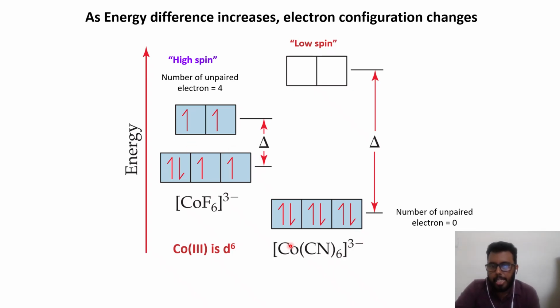Whereas in the case of CoCN6 3-, look at the gap, it is more. So when you draw this diagram, for weak field you have to put a small gap, and for strong field you have to put a larger delta O value.